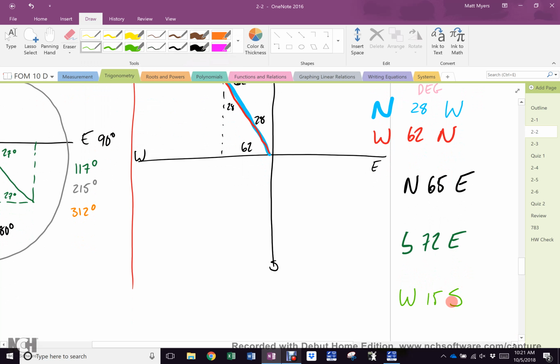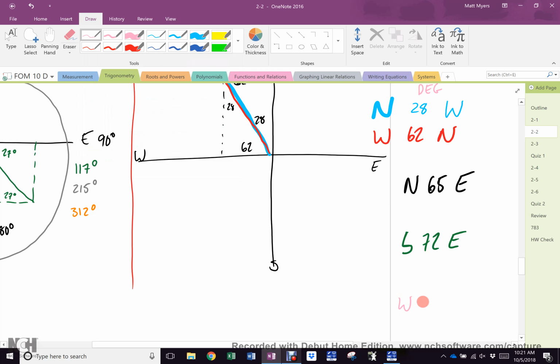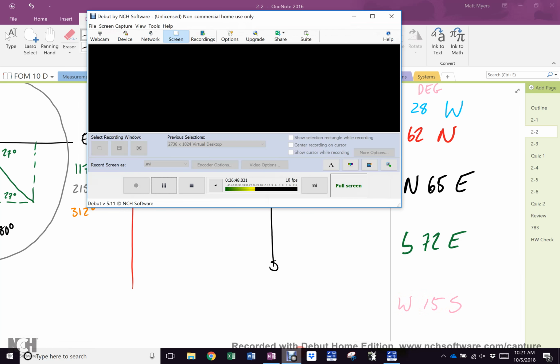I shouldn't have used green again. Something that contrasts nicely with green. I've already used light blue. Let's get pink into the party. What did I say? West 15 south, yes? Take a moment. Try it out.